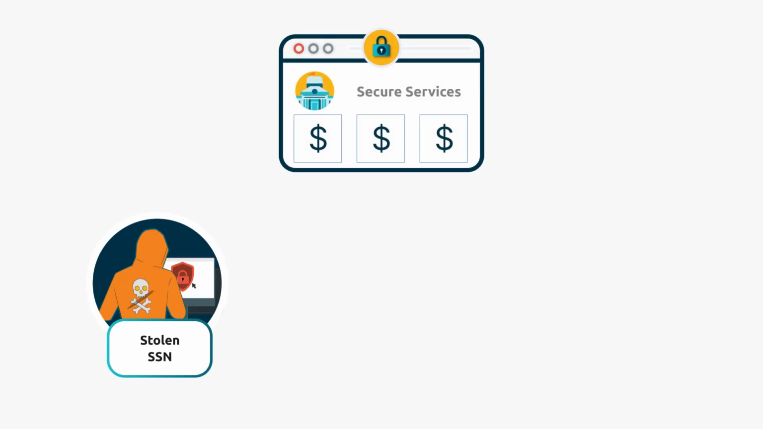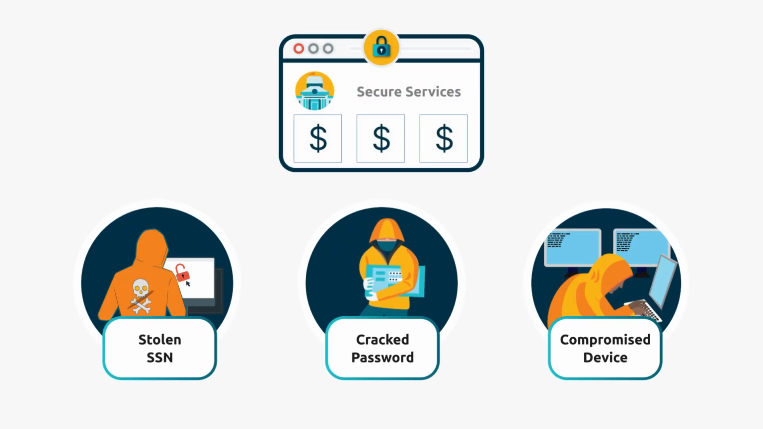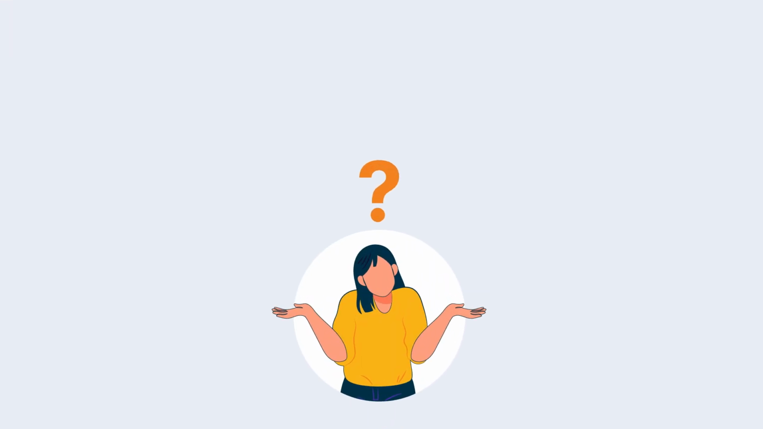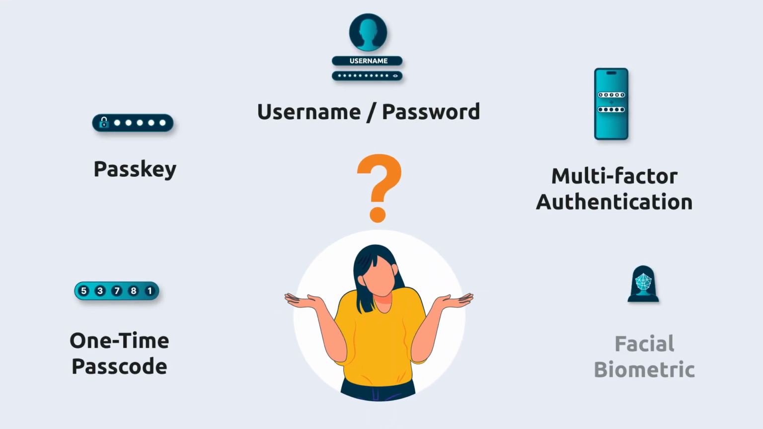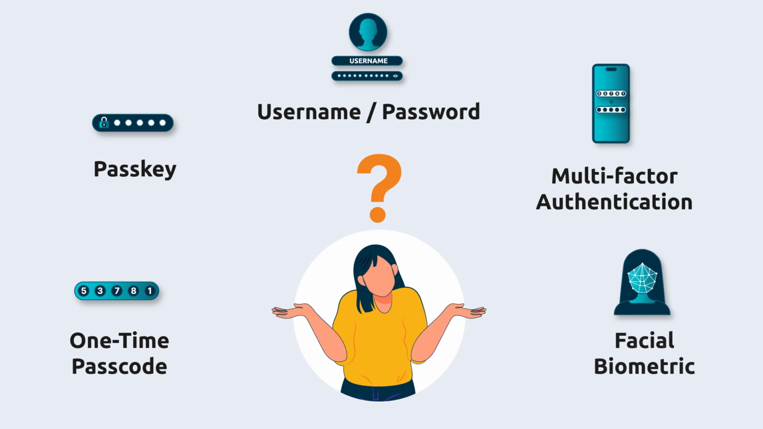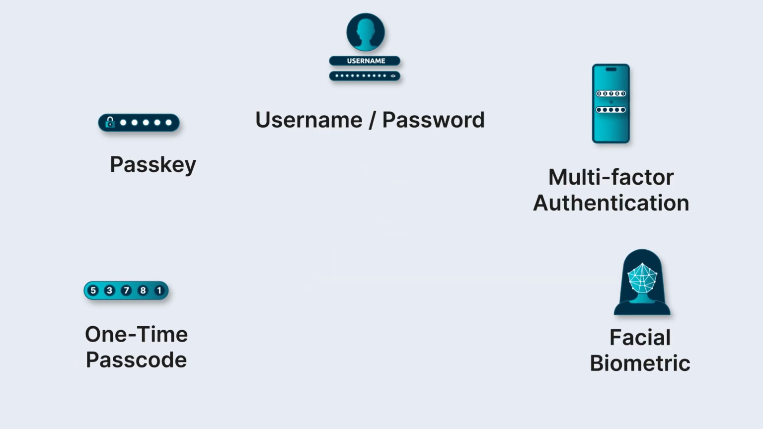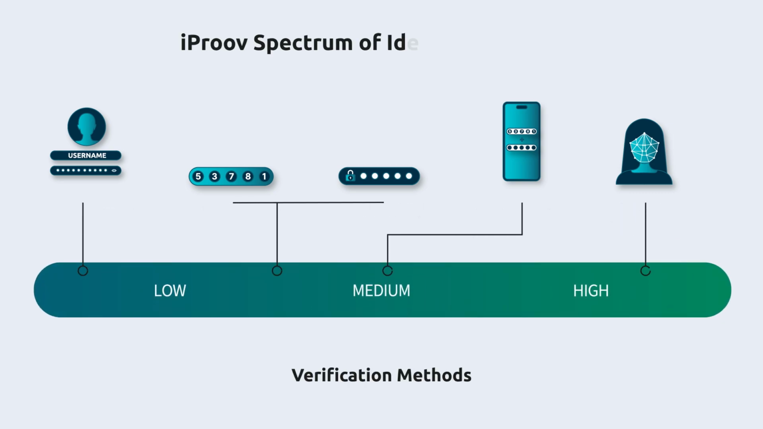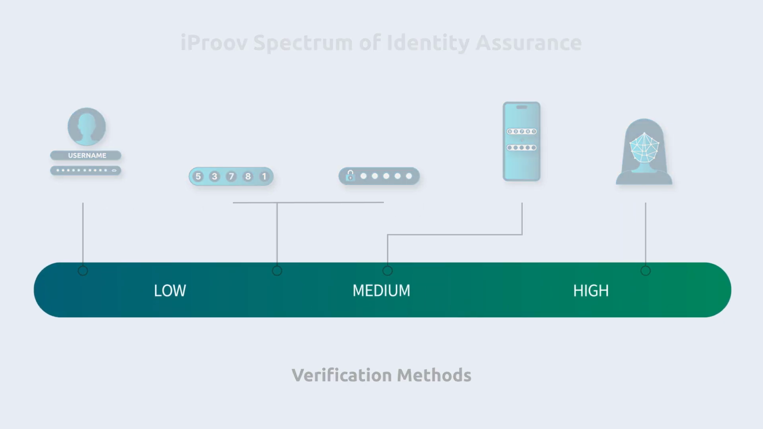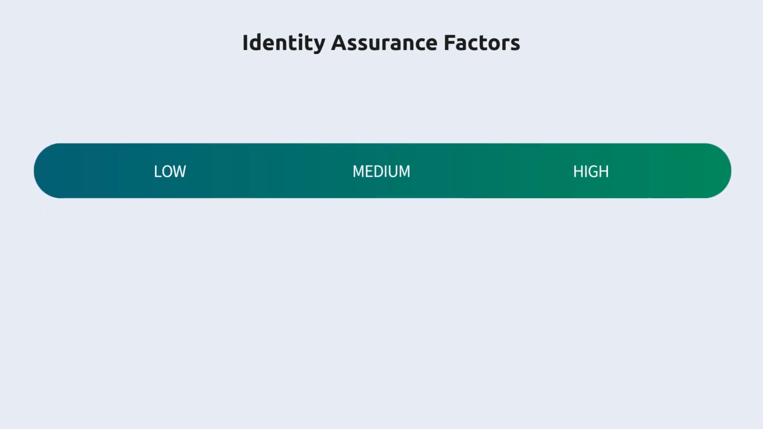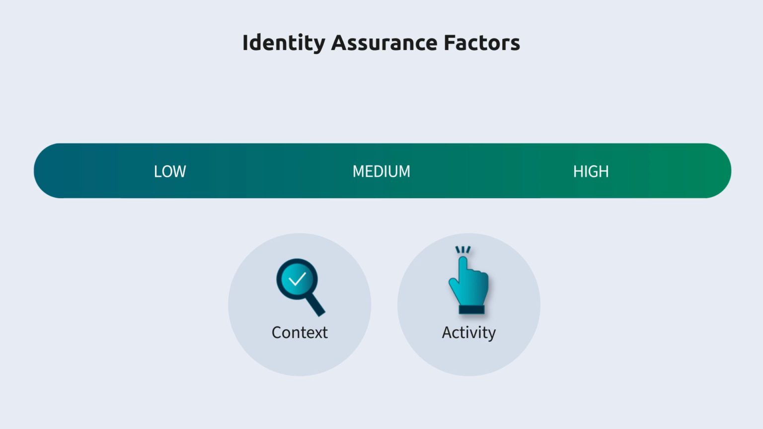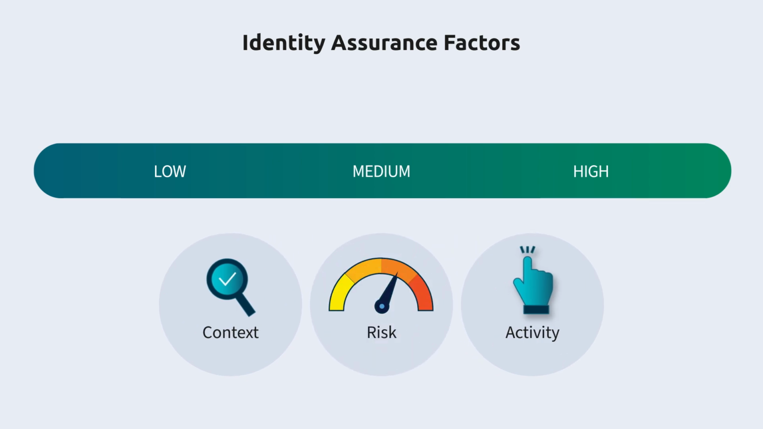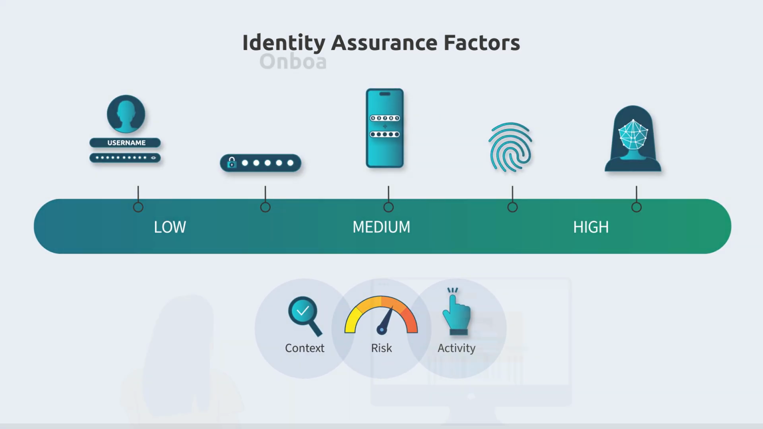However, commonly used authentication methods often do not protect high-value services from motivated cybercriminals. The challenge is, how can you align the appropriate verification methods for your use case and the risk of the activity? To identify the right verification method, consult the iProov Spectrum of Identity Assurance. With the Spectrum of Identity Assurance, you can balance an individual's activity and the contextual data you have available with the risk of their activity to help find the right technology option.